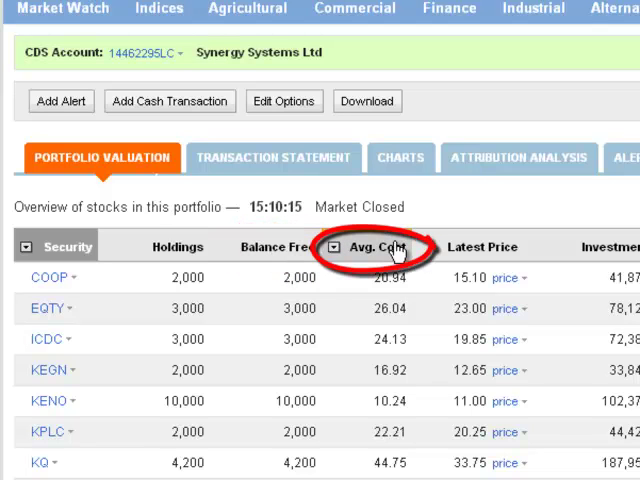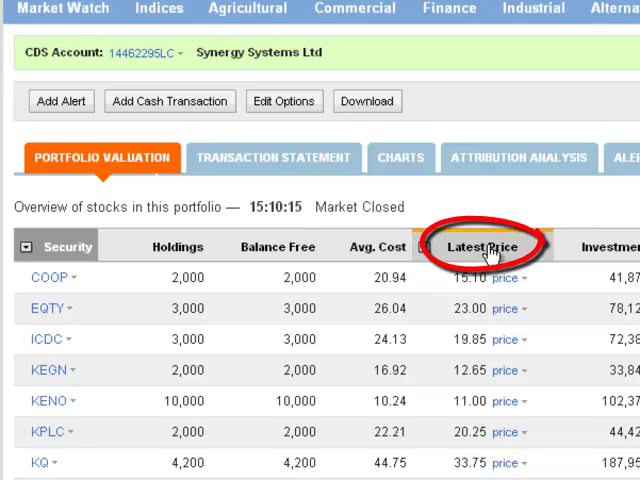The average cost column is an average based on all your purchases and sales up to this time. This allows you to appreciate the price per share of each share in your portfolio. The latest price looks at the latest price as of trading. This figure is updated every 3 to 5 seconds during active trading.